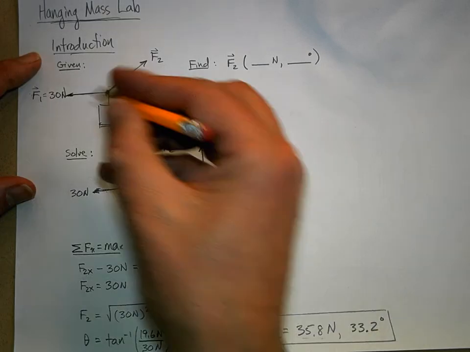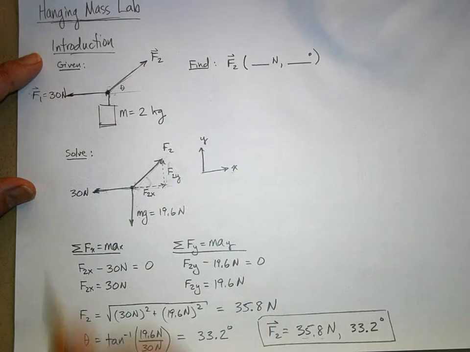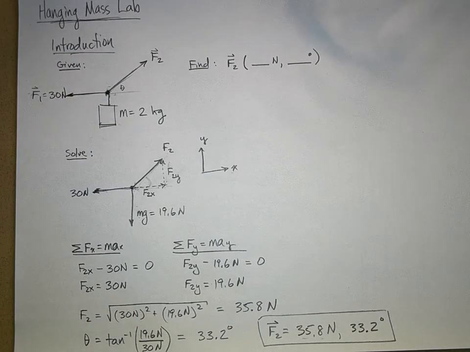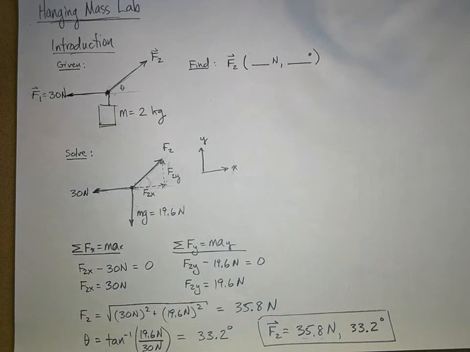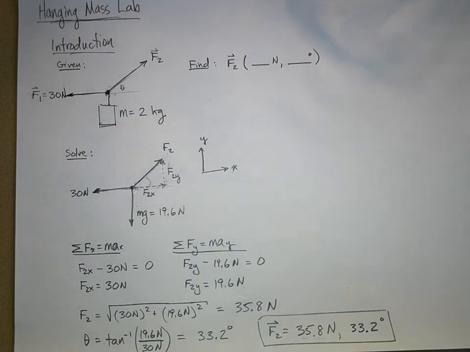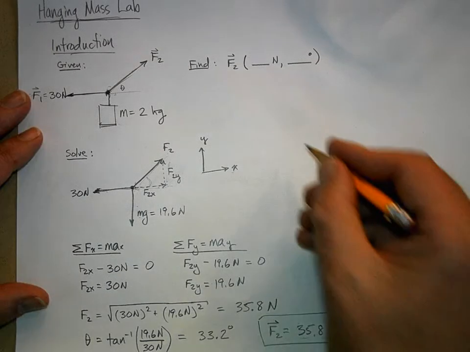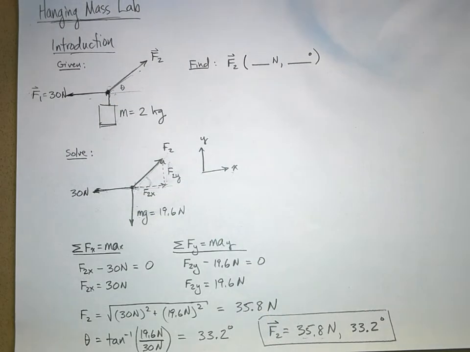Now, by the way, this is a knot right here. This is not a continuous string, because if it was a continuous string and there was no friction, this wouldn't work. But if we're going to actually hang this mass with a string, these two forces can be totally independent of each other.